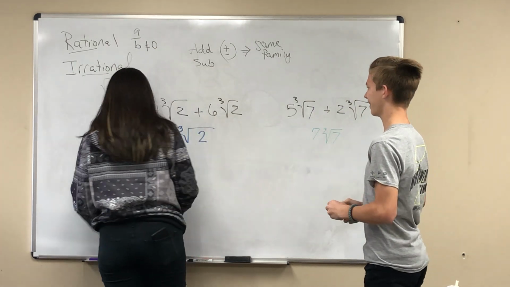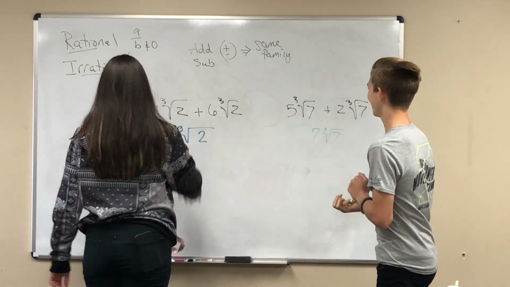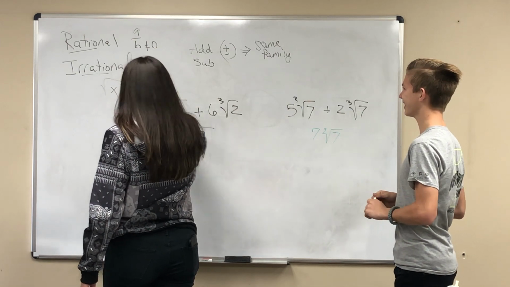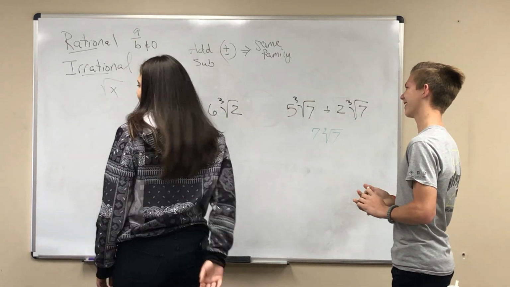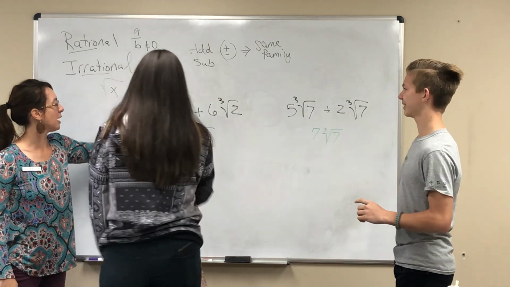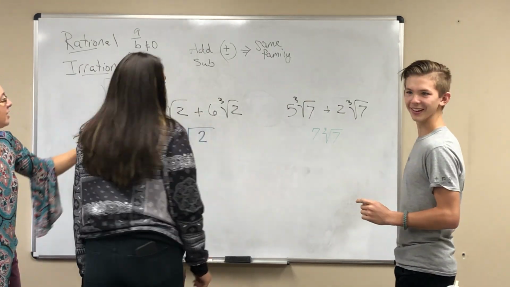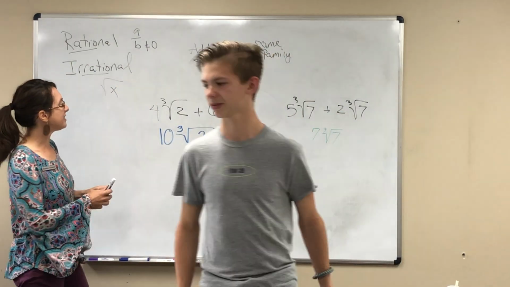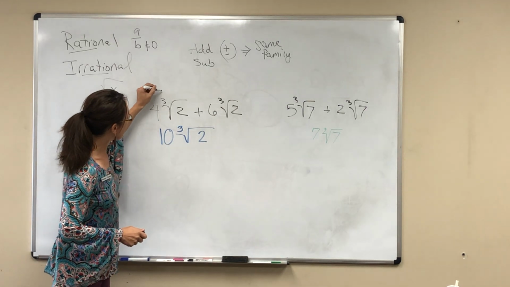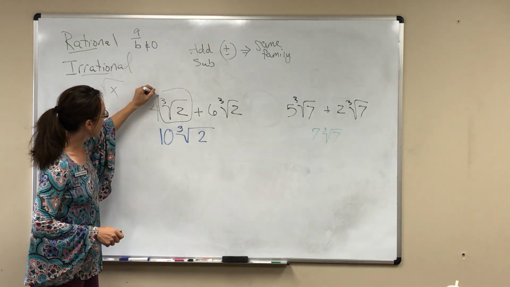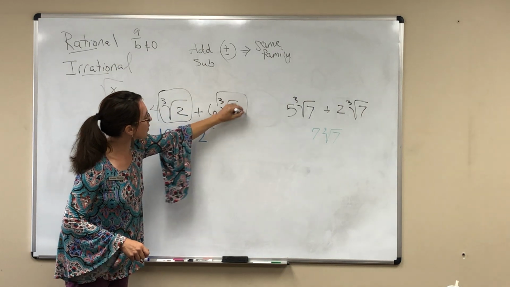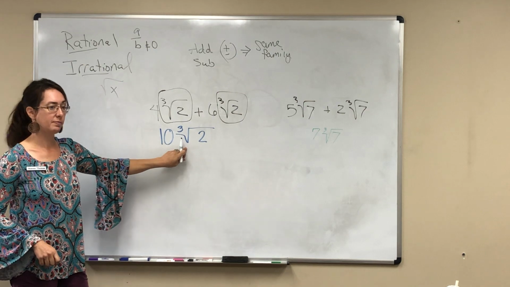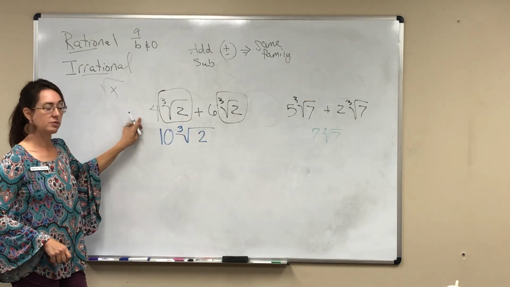Excellent. Okay, so explain to me what you did. Added the coefficients. And then I just kept the cube root. Right. Yep, so you kept it the same, whatever it looked like. Excellent. So on this one, this is where we've got to start paying real close attention to what we have. It doesn't matter what our root is, as long as it's the same, it has to stay the same. And we just add the coefficients.